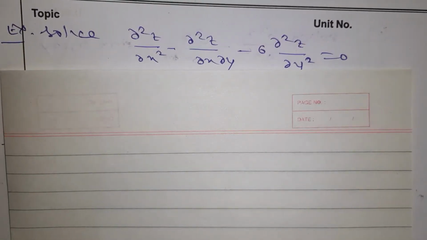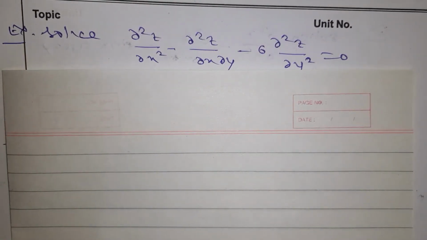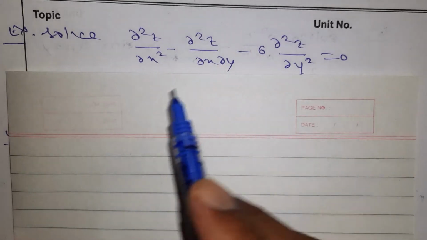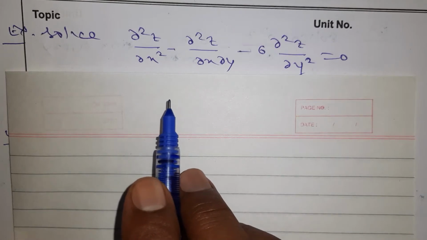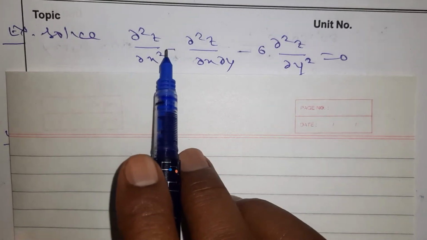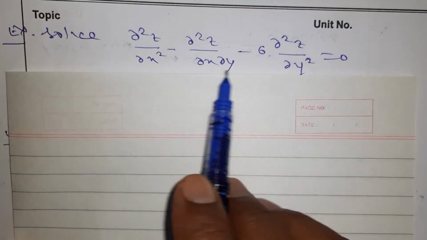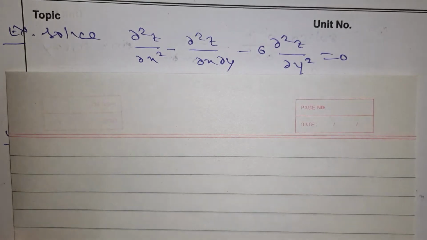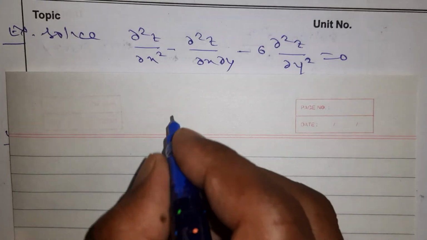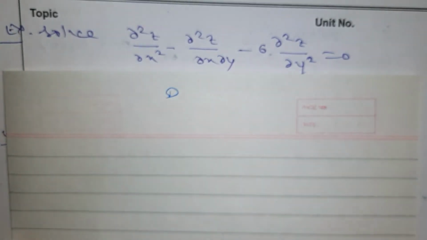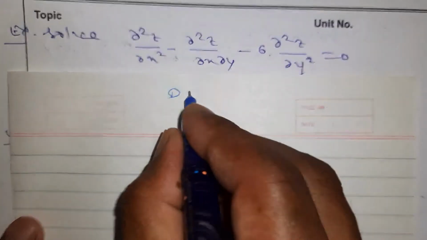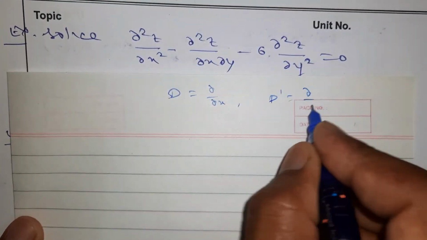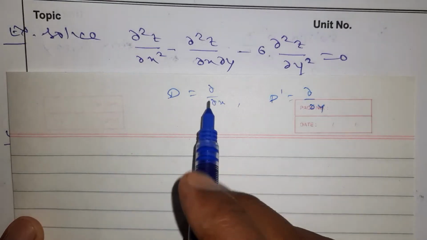Hello everyone, and now let us solve some problems on partial differential equations of order 2. The concept we have already discussed in our last video. Solve ∂²z/∂x² − ∂²z/∂x∂y − 6 ∂²z/∂y² = 0. As I told you, I have to take capital D as ∂/∂x, capital D dash as ∂/∂y, and write the equation.